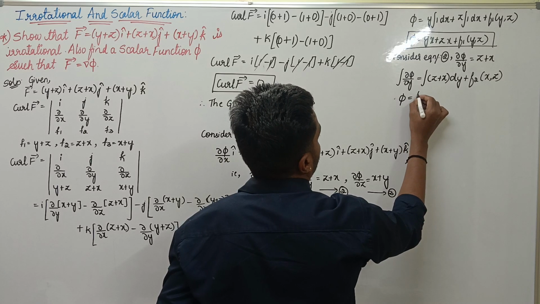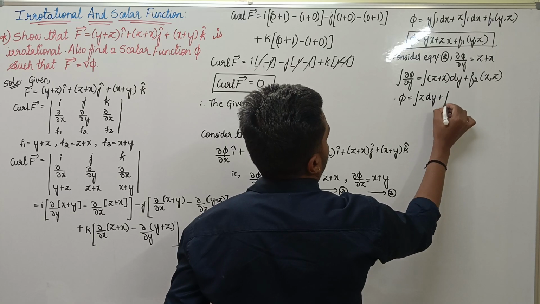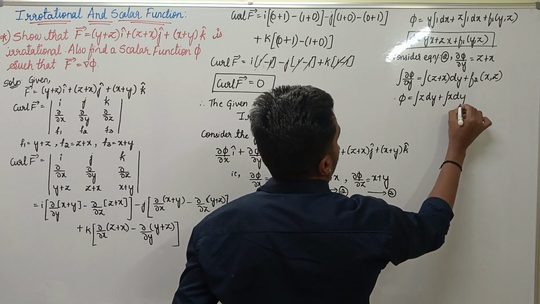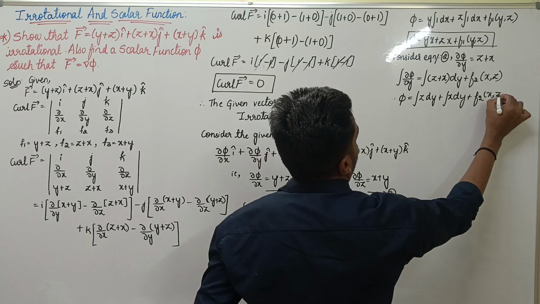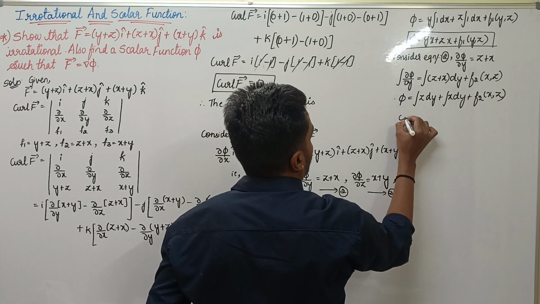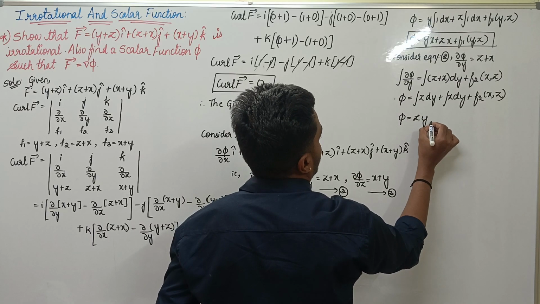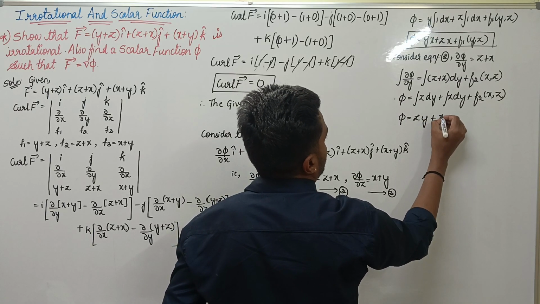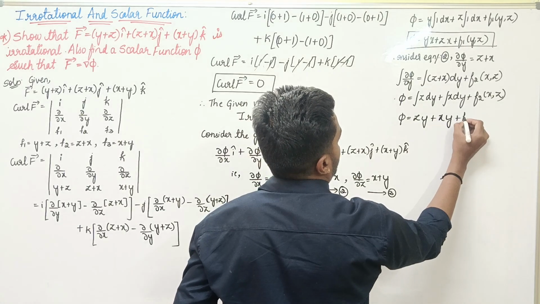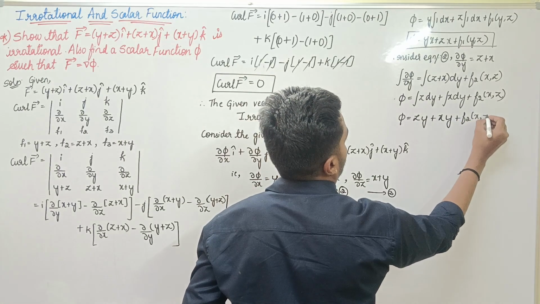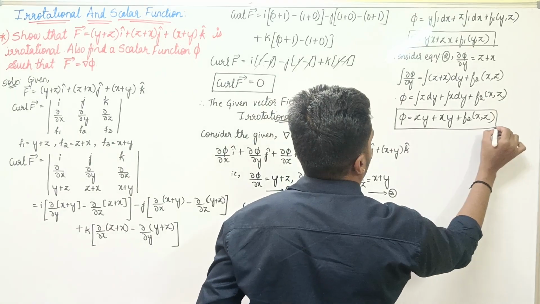Phi is equal to integration of z dy plus integration of x dy plus f2 of x comma z. Similarly, now I am going to write directly: z remains constant, integration of 1 with respect to dy is y, plus the x remains constant, integration of 1 with respect to dy is y, plus f2 of x comma z. This is another scalar function.